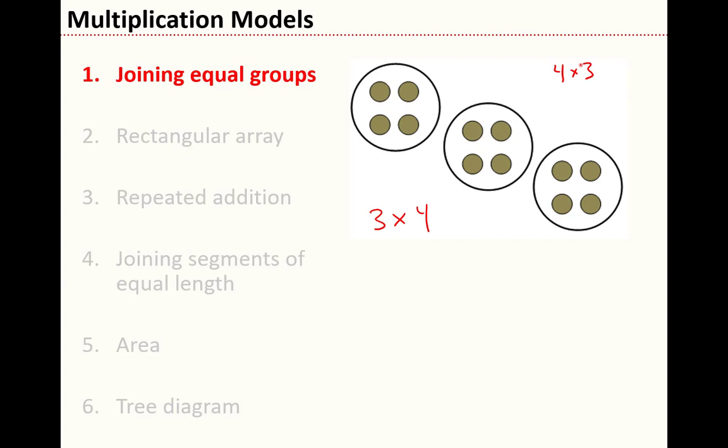What might be another example of joining equal groups? Maybe, let's say there are 5 taxis, and each taxi holds 3 people. How many people are there altogether? So this would be a joining equal groups problem where 5 times 3 is the appropriate calculation.